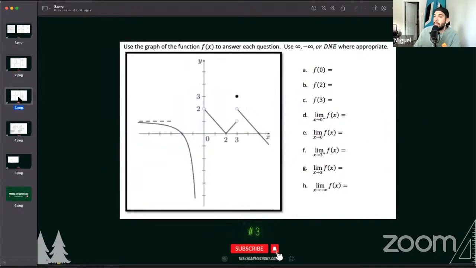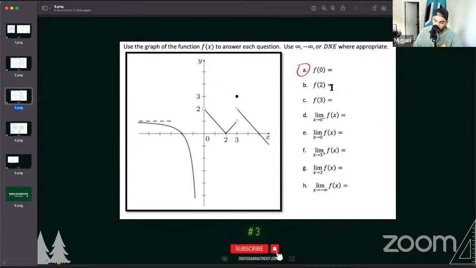Again, today is just all about limits and solving them graphically. So here we go with slide number 3. So it looks like it's the very same type of questions as slide number 2. So here we're trying to find the value when x is equal to 0. So for part A, all they want is f of 0. Well, let's look at that graph. Do we see a y value when x is equal to 0?